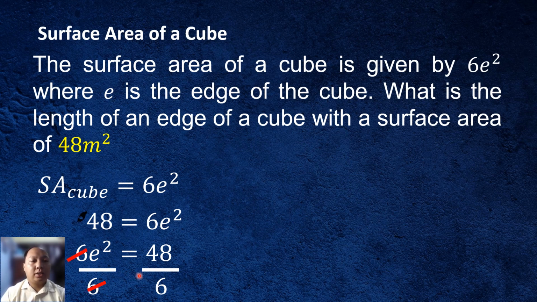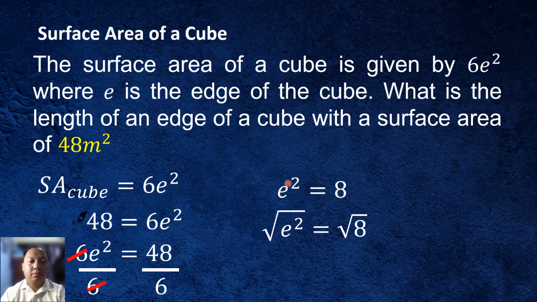Therefore, e squared is equal to 48 divided by 6, which is 8. So, we have e squared equals 8. Ngayon, para makuha yung e, tatanggalin natin yung square. Alam niyo naman po yung kabaliktaran ng square. Ang kabaliktaran ng square ay square root. So we have square root of e squared is equal to square root of 8. Na makakancel sa square root at square. Therefore, e is equal to square root of 8.